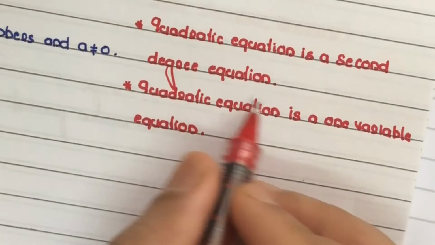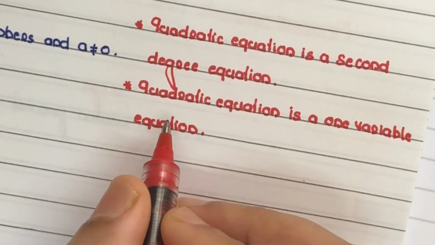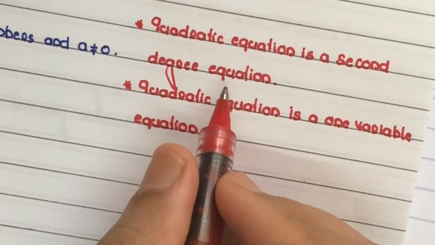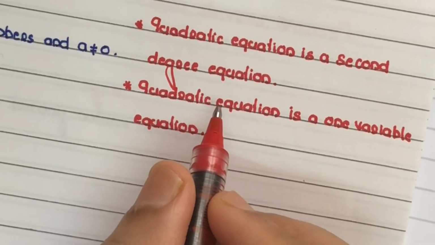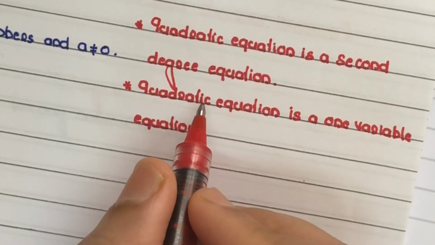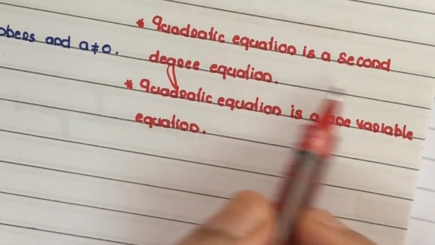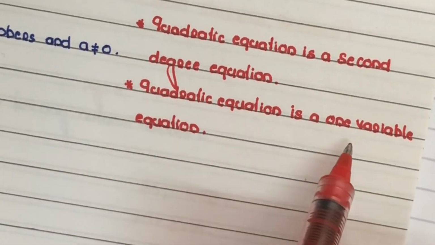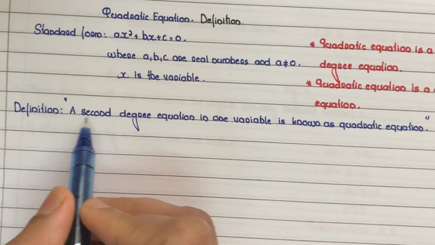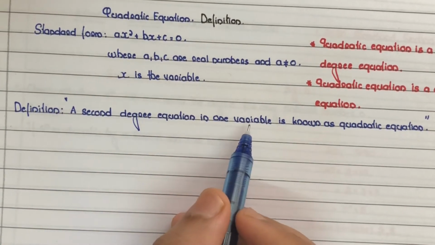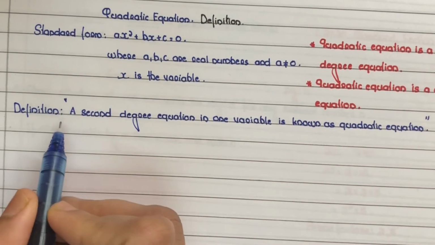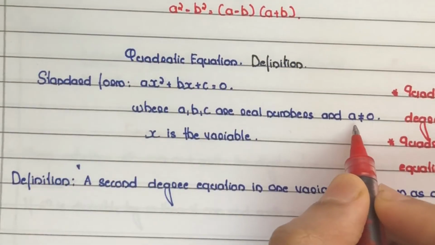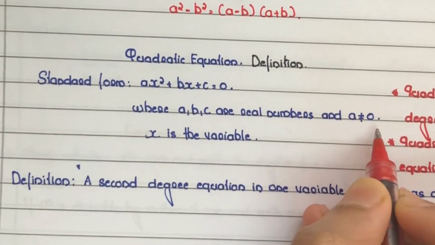Now we got the definition for quadratic equation, isn't it? By comparing these two points, we can say that a second degree equation in one variable is known as a quadratic equation. That is the definition. Next, we can explain why a is not equal to 0.